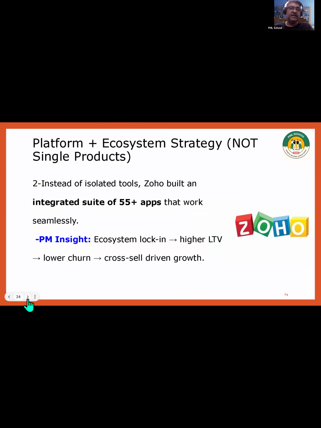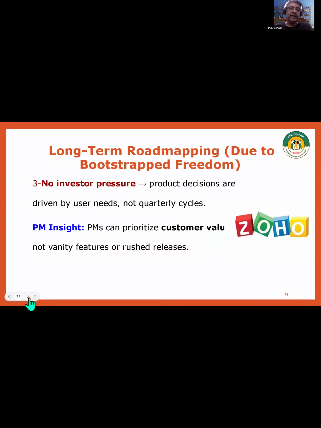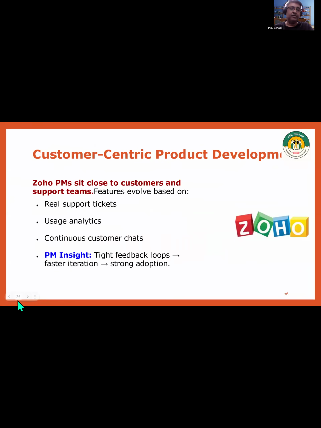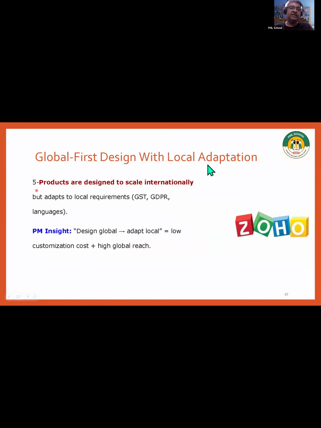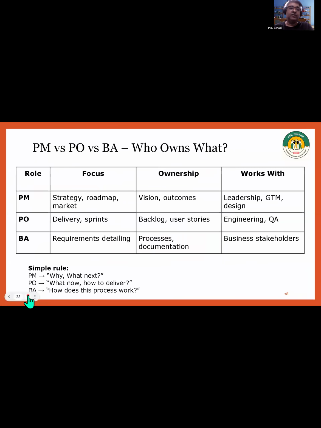They work on a platform strategy, a long-term road mapping they have. They have a very customer-centric approach. Global first design, they customize a lot of design and handle compliance in terms of GST, GDPR. Why is that successful? And we saw the difference. Product manager is always the strategic roadmap. PO is delivery sprints, and BA is the domain specific person who is working with the user, getting into the business requirements, business documents, and process improvements, everything, right?